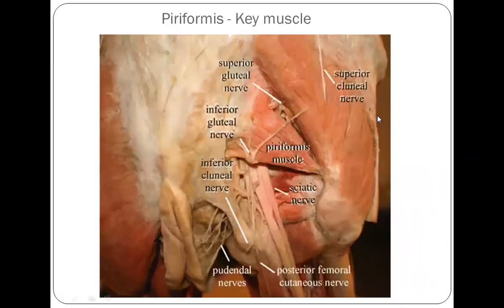Let's look at the piriformis muscle. Piriformis muscle is known as the key muscle of the gluteal region. So just a revision for the students who know this. Why is piriformis muscle known as the key muscle of the gluteal region? You can type the answer.